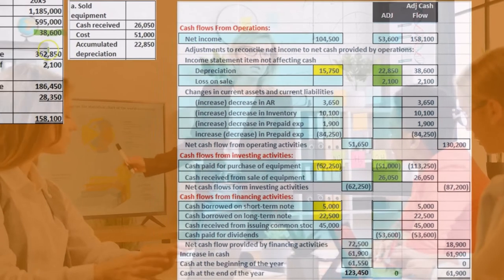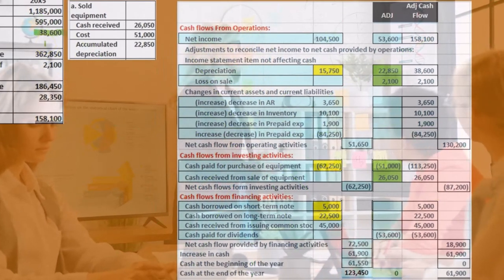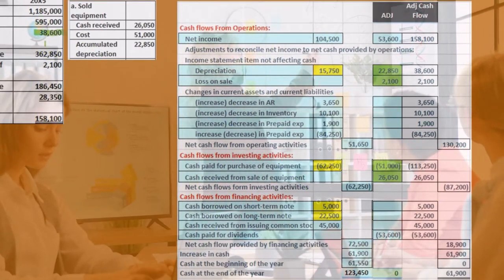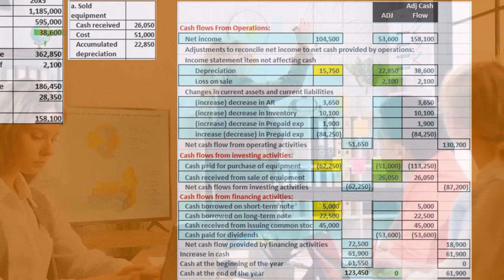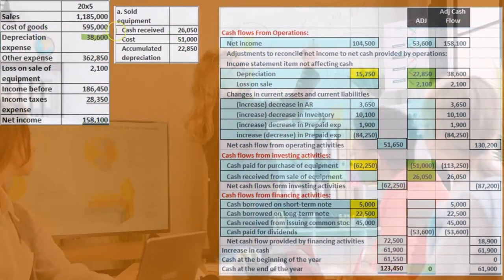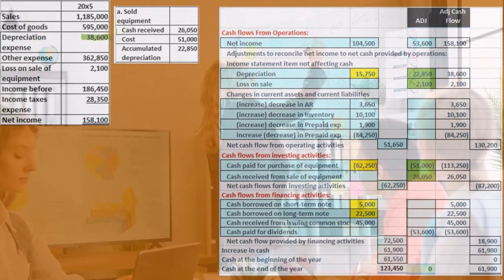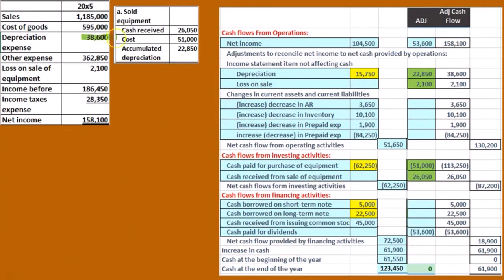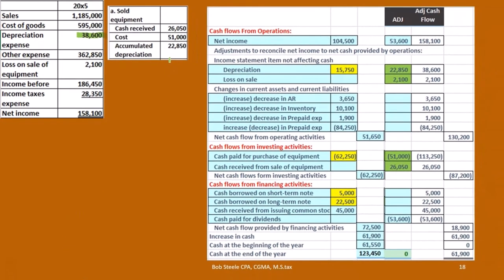So let's look at the GL and think about what's in the GL related to accumulated depreciation other than just recording depreciation expense. What else could affect it? In this case, we sold equipment. When we sell equipment, we also have to account for the accumulated depreciation that is on the books in relation to that particular piece of equipment. Now, this one can get a little confusing. If you can get this one, then you have a good understanding.